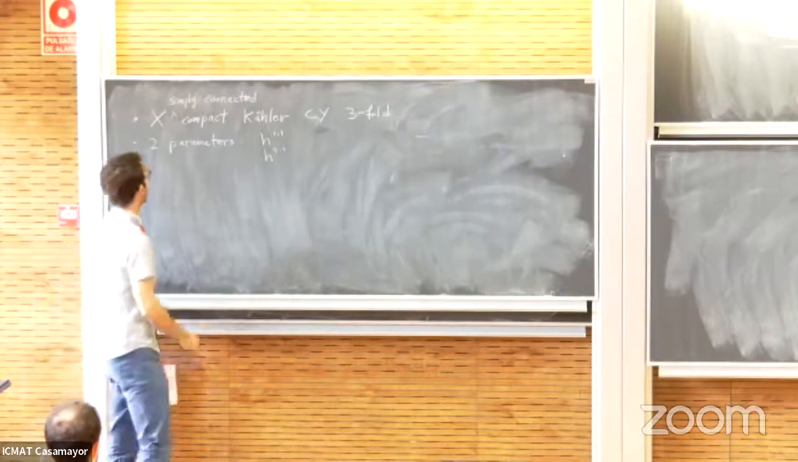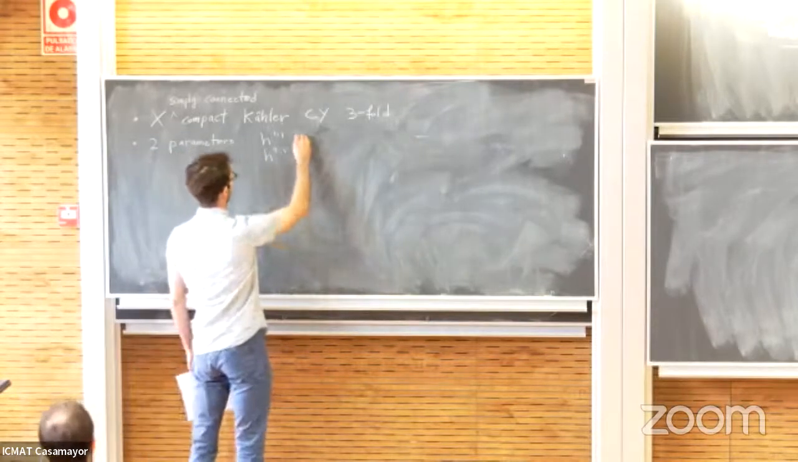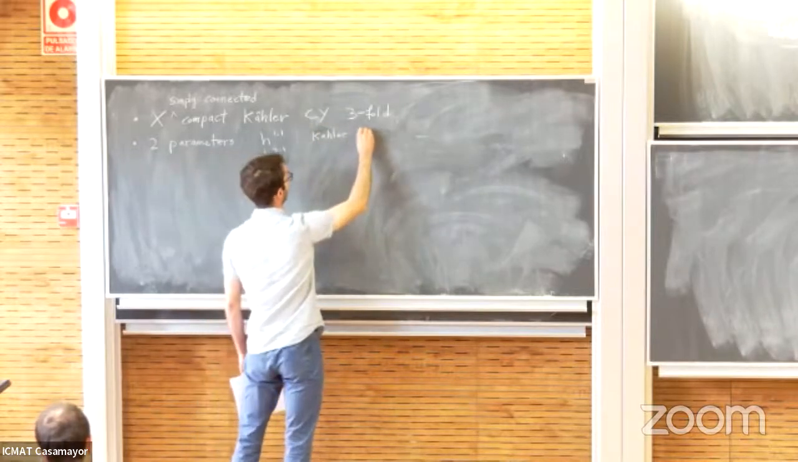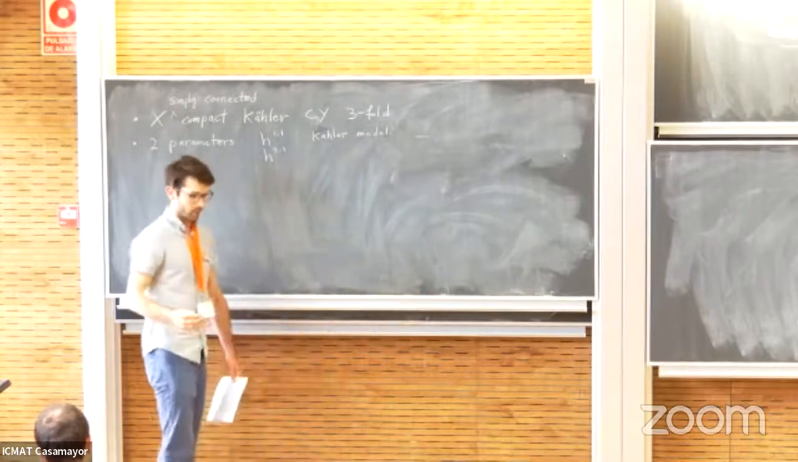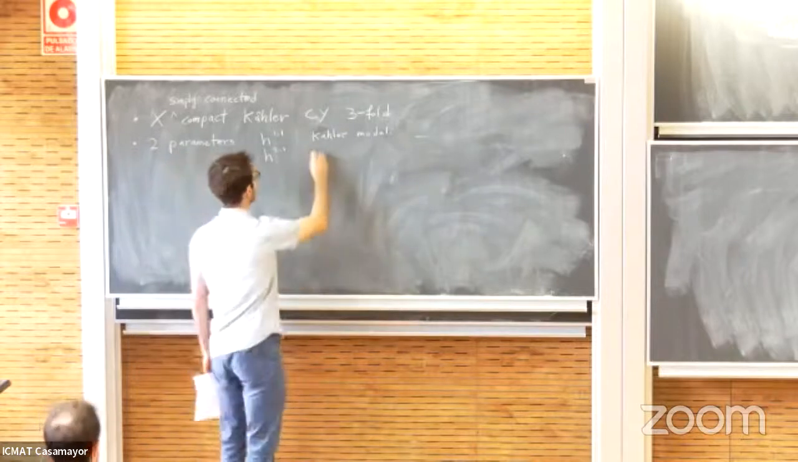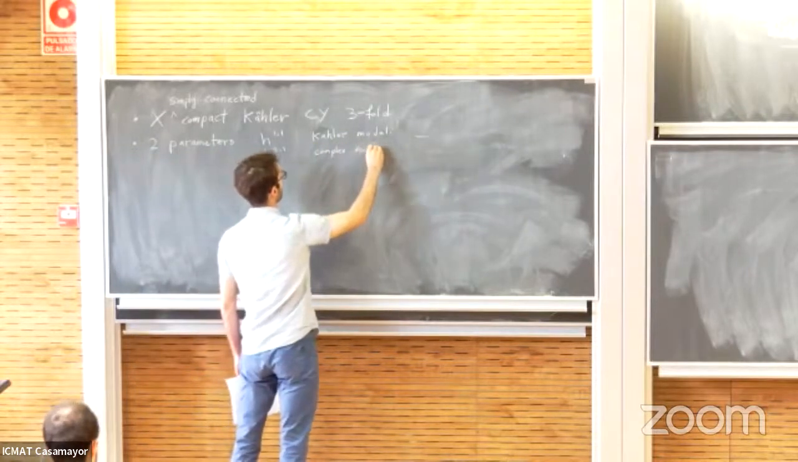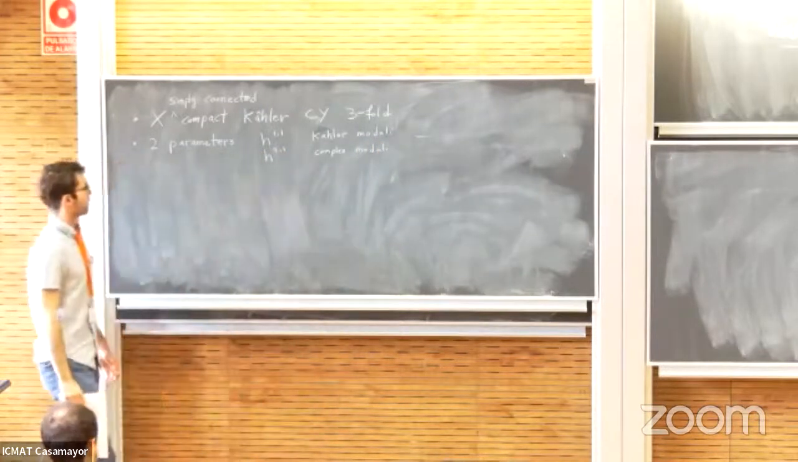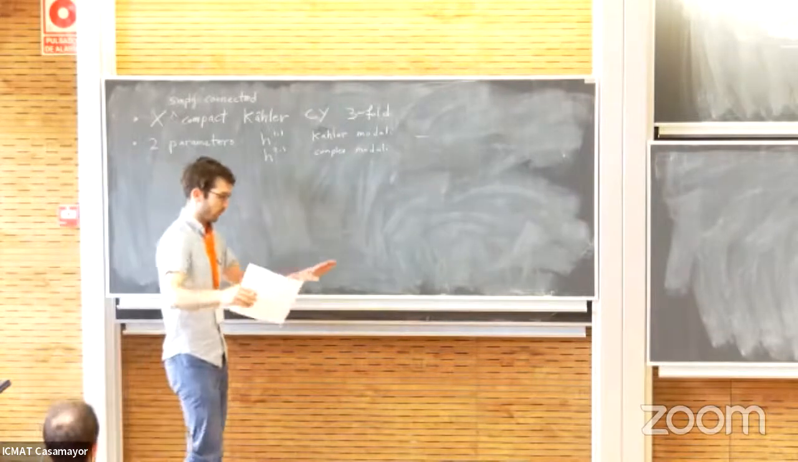Hodge numbers are determined. This parameter h11 is called the Kähler moduli, telling you how you can move the Kähler metric. This h21 is telling us the complex moduli, how you can move the complex structure. We have a Kähler threefold, we get these two parameters, and what we want to try to understand is this whole parameter space.